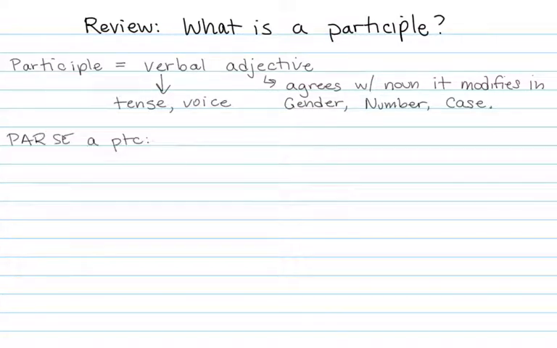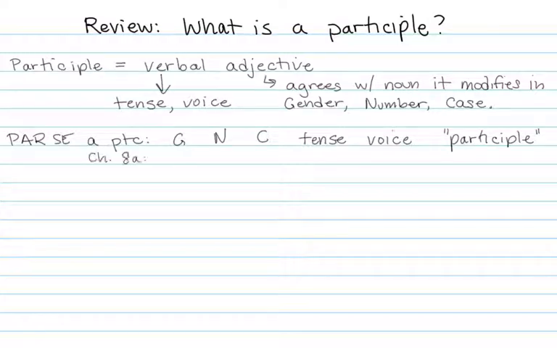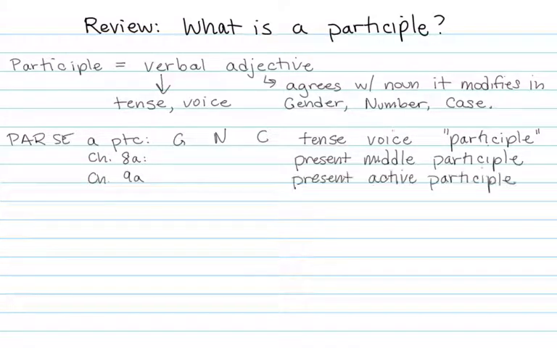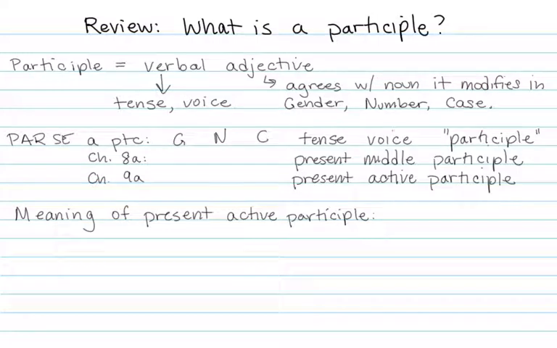So when I ask you to parse a participle, I want you to give me the gender, number, case, tense, voice, and then say the word participle. So 6 things. So in Chapter 8 Alpha, we learned present middle participles. Now in Chapter 9 Alpha, we're learning present active participles. Just a review on what participle means.